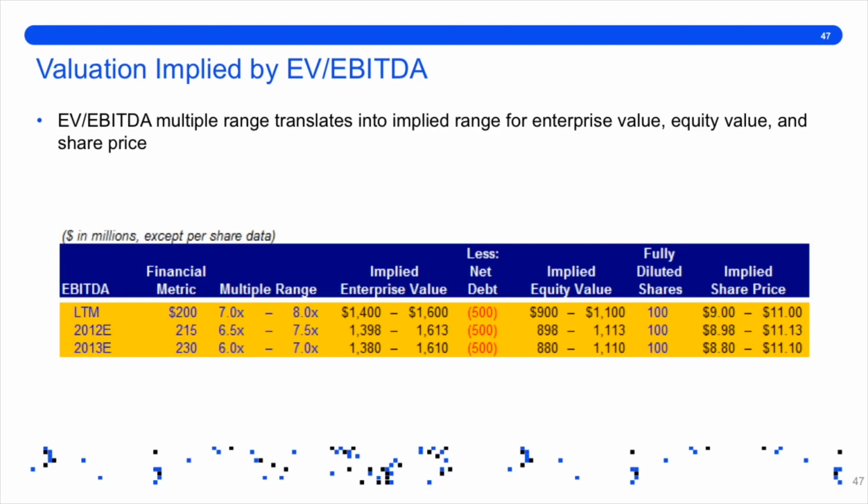So 6.5 to 7.5. Then we look at, okay, what is our EBITDA? In this case, what is our EBITDA expected for 2012? It's $2,015 million. So if the valuation goes from 6.5 to 7.5 times EBITDA, and my EBITDA is 2,015, I can simply multiply.